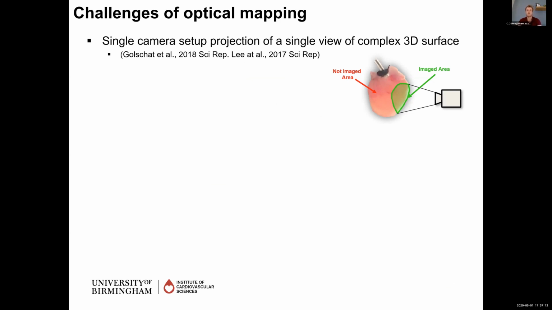So one of the problems with a traditional optical mapping setup with a single camera setup is that you're looking at one face of your cardiac preparation. This is problematic because it leaves large parts of the tissue unimaged, and it also can distort the complex 3D morphology of the cardiac preparation. But more and more, we're seeing increased utilization of multi-camera panoramic setups and wider availability of these technologies.